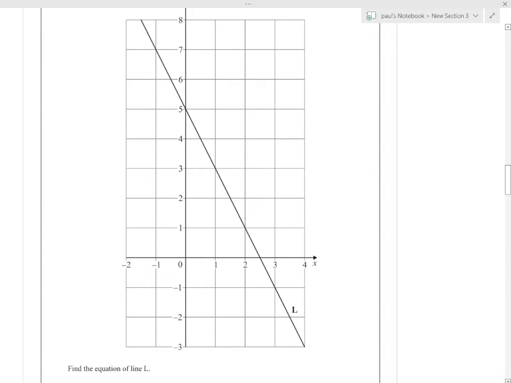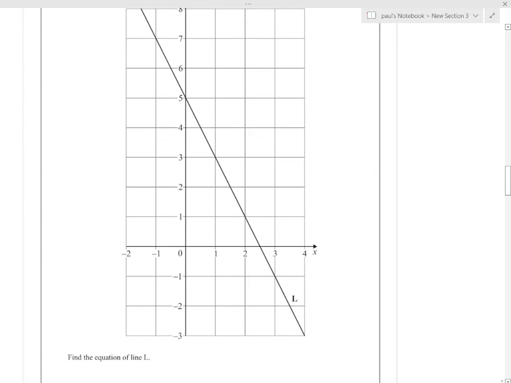Picture. Find the equation of this line. Okay. So what we're going to do is use y equals mx plus c to find the equation. Now c is the intercept, which is this number here. So we've got y equals mx plus 5.